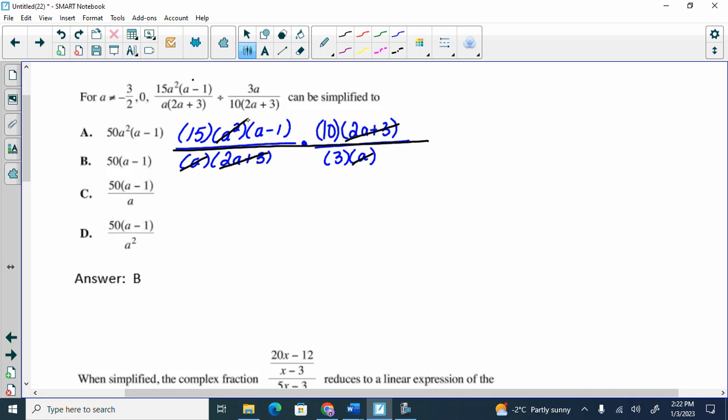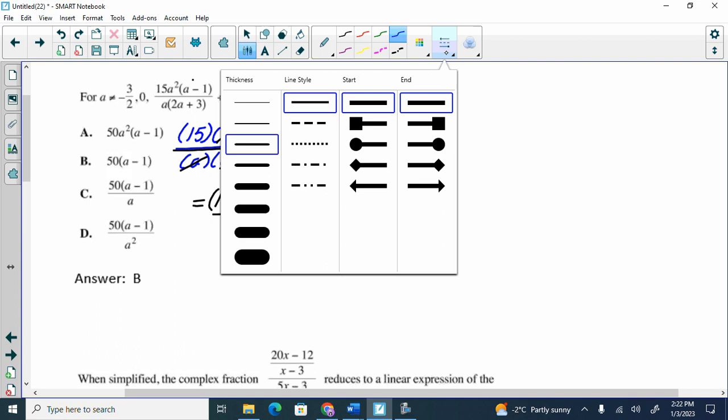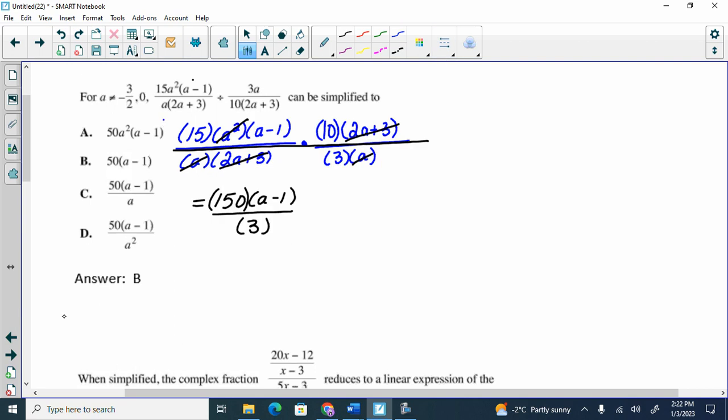And like I said, I'm going to show it to you if we don't even reduce anything. So say I don't even like the crossing off. Say I don't do that. I go 15 times 10, which is 150. A minus 1 over 3. And now I can cancel off. If I just want to bring them all down and make that extra step, I can totally do that every time. So I know some of you like doing it that way.